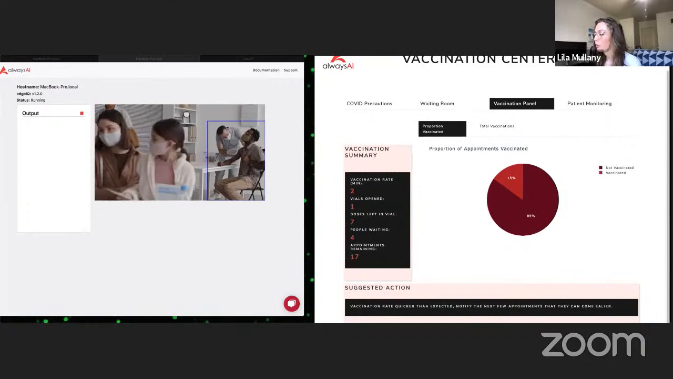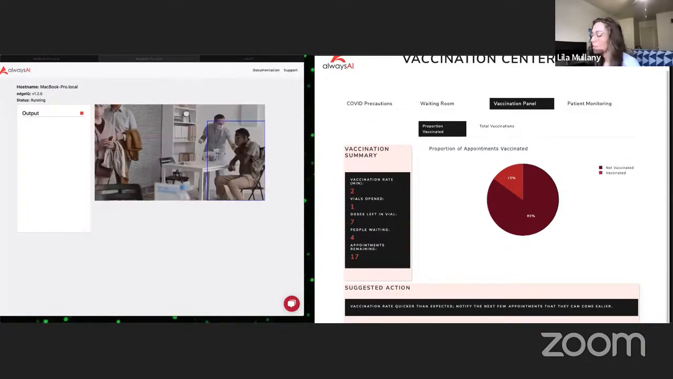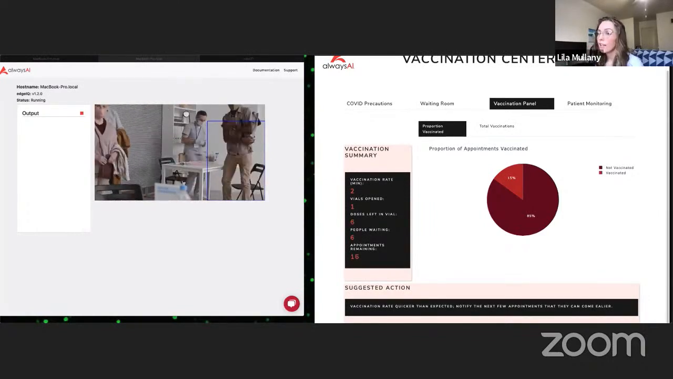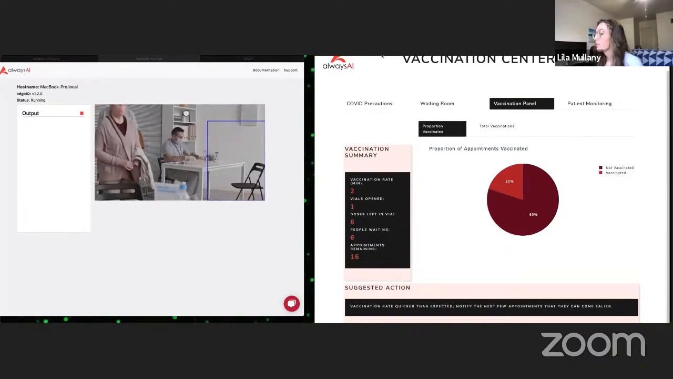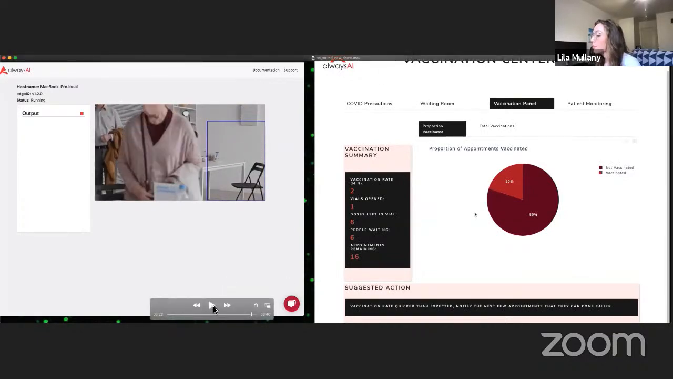There's some other logic you can put in there. Is the vaccination rate slower? Are there any appointments left in the day? If there's no appointments left in the day and we still have doses left, then you start calling that backup list and that automates that. You can easily send an email or a text message alert automatically.